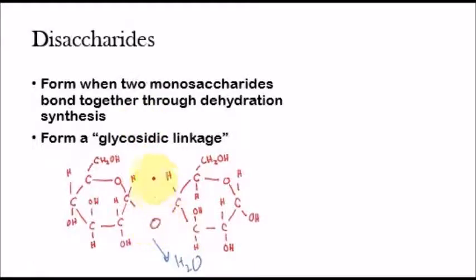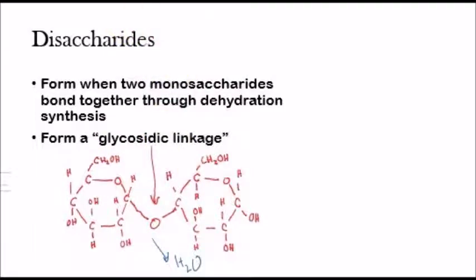And now we're going to get what is called a glycosidic linkage. So now we have this right here is a glycosidic linkage. Because we had two monosaccharides, they reacted through dehydration synthesis, and they formed a bond. And this bond right here is a glycosidic linkage. Okay, so that's what a disaccharide is.